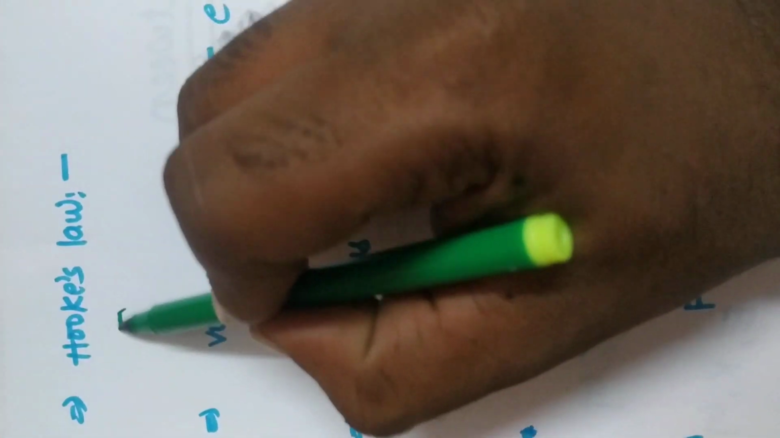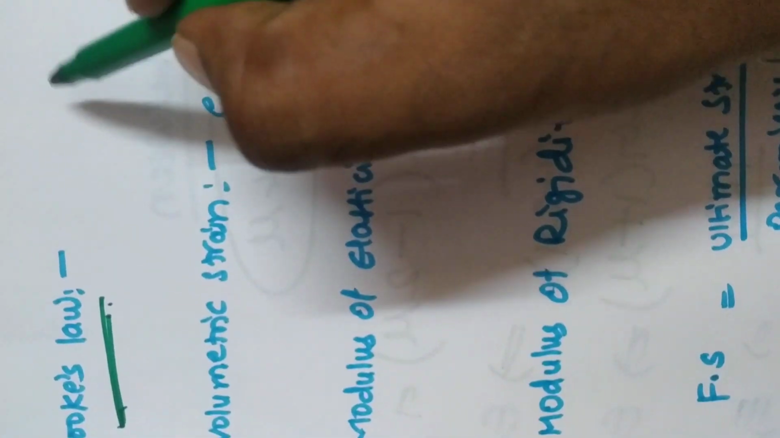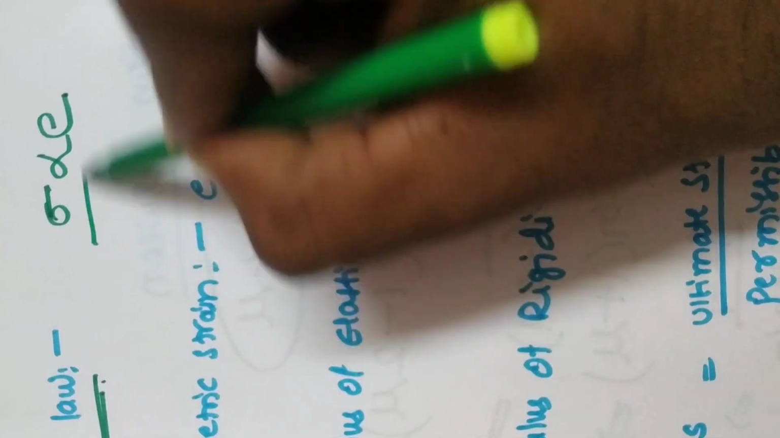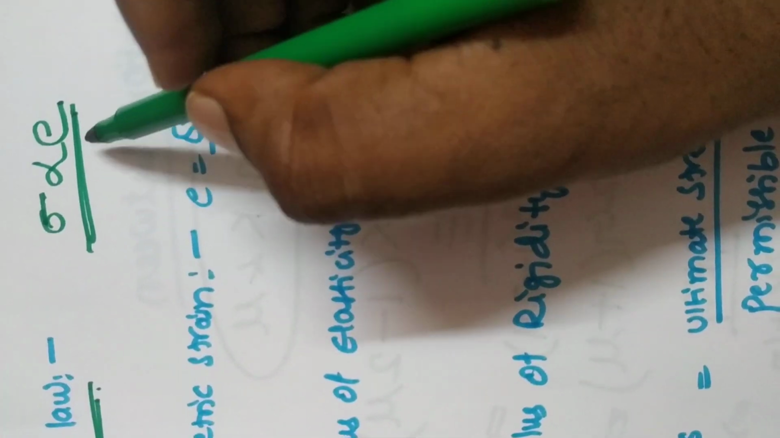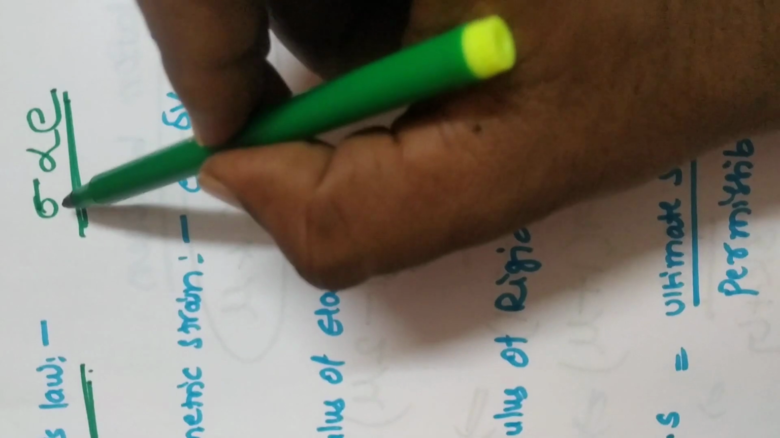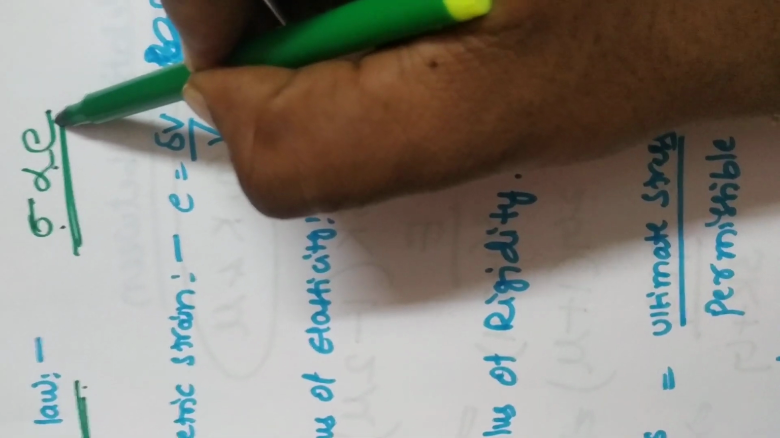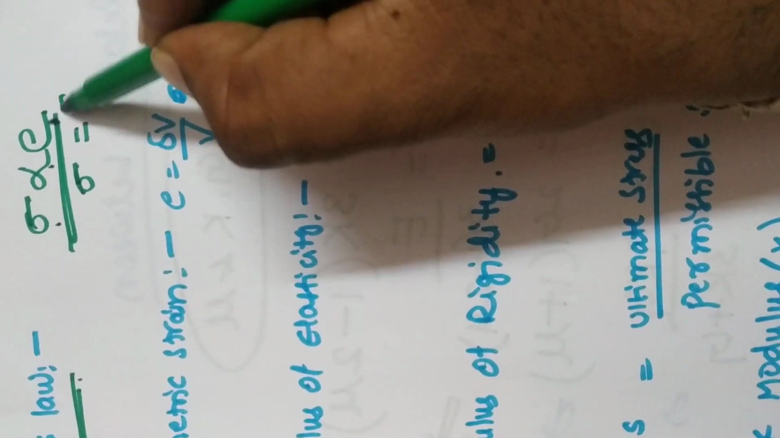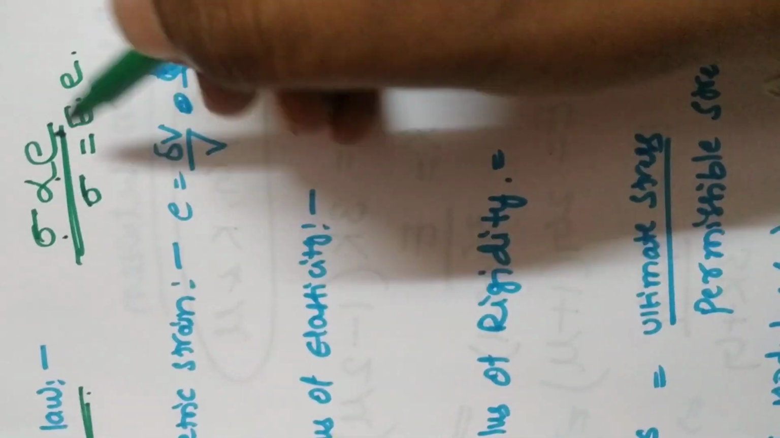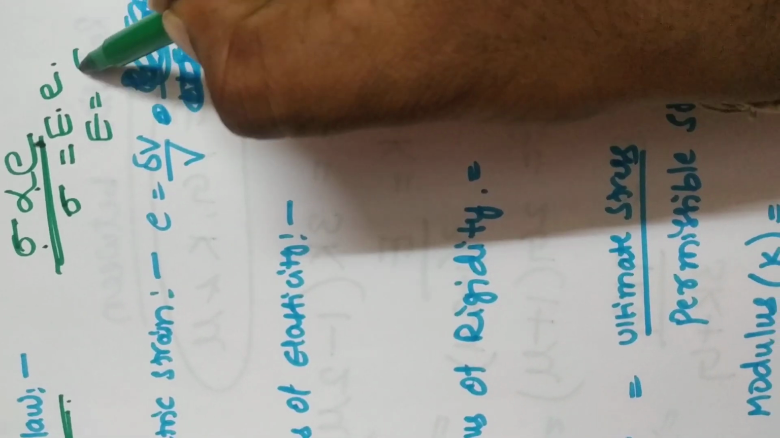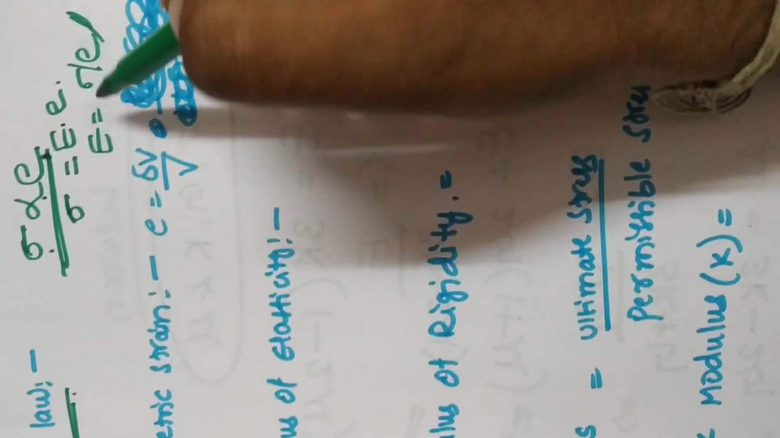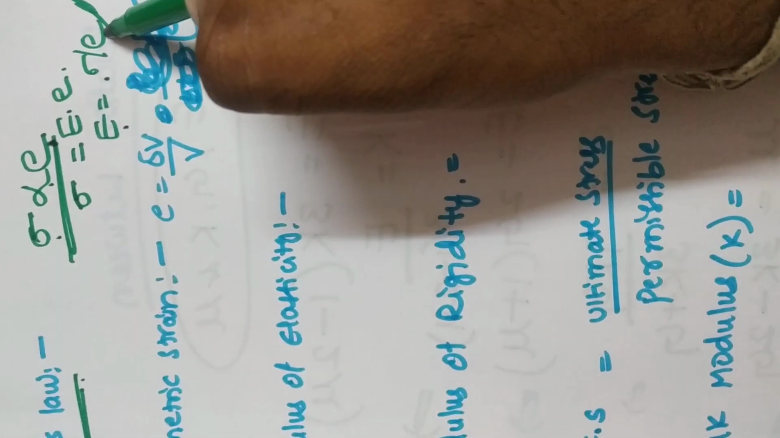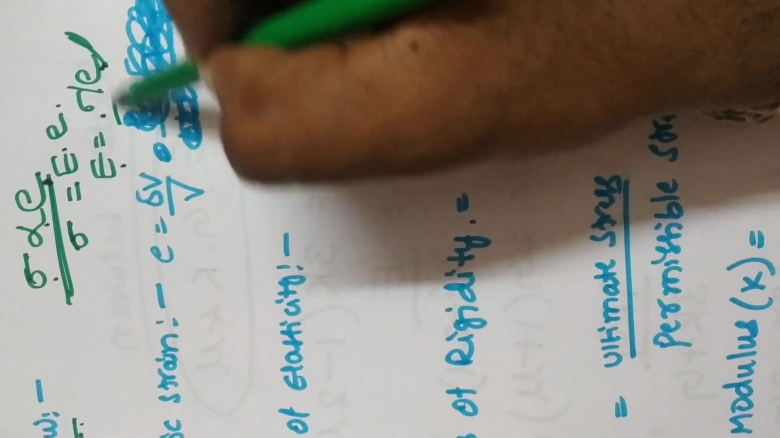The next one is Hooke's law. So what is Hooke's law? The stress is directly proportional to the strain, so that is known as Hooke's law. Then sigma equals E into small e, then E equals sigma by e. This is the relation between stress and strain, with Young's modulus. So this is the definition of Hooke's law.